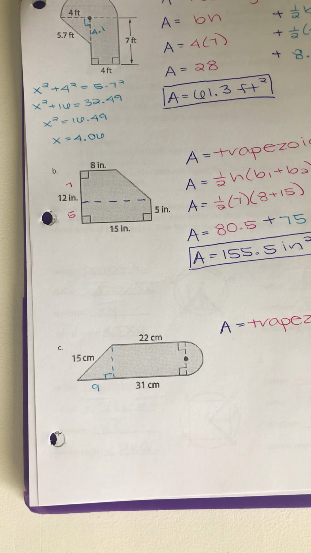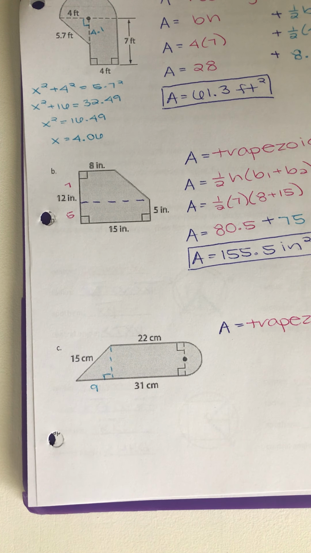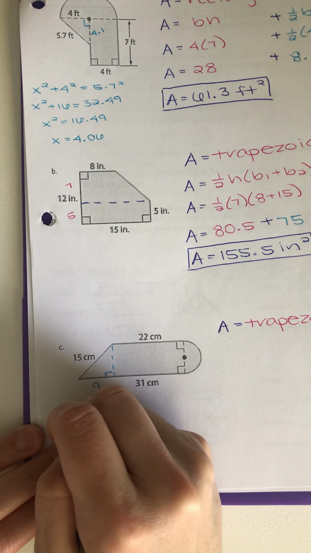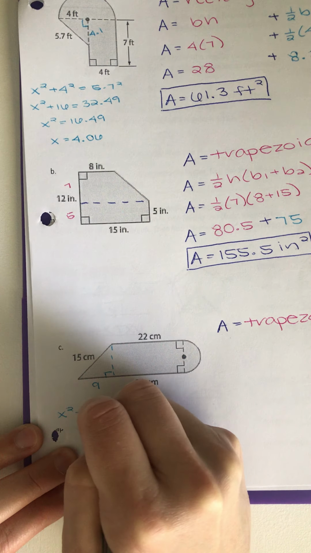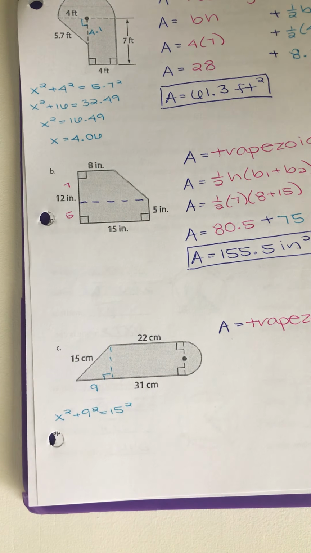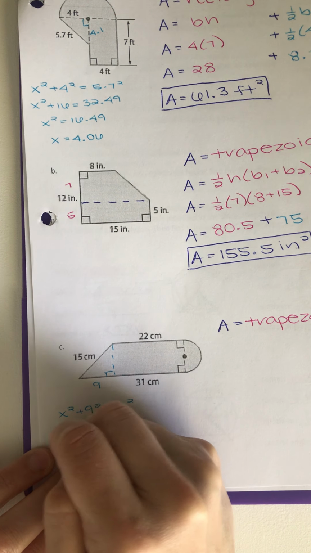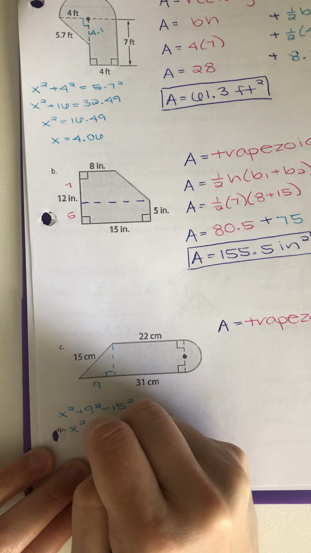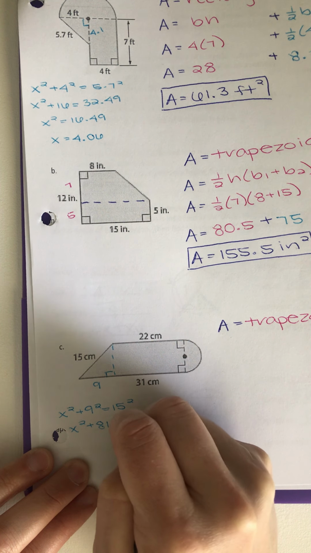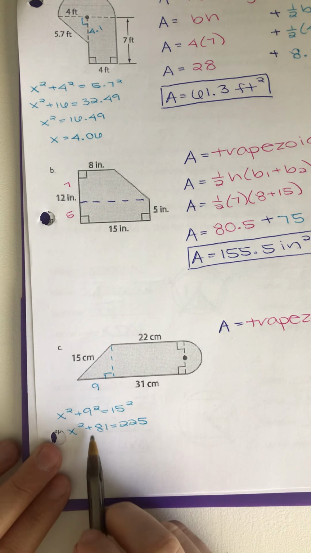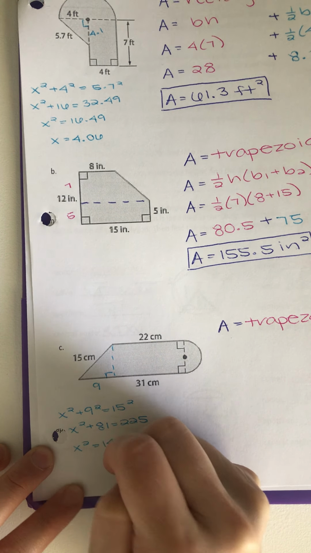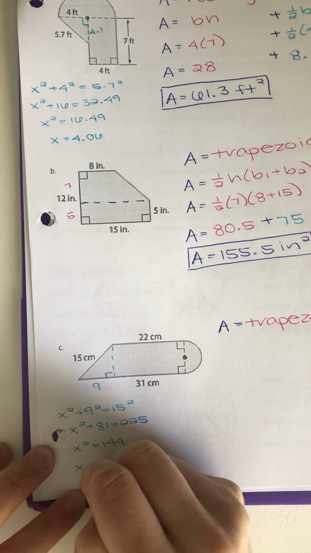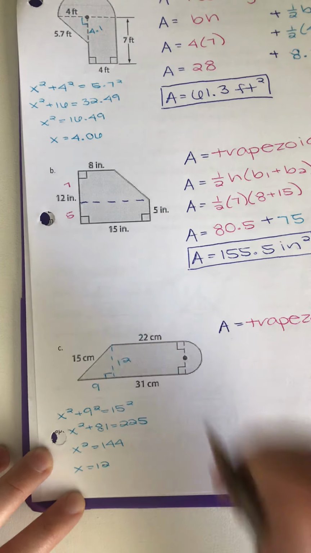So now to find the height of my trapezoid, and really the radius of my semicircle, I'm going to have to do the Pythagorean theorem. So I'm going to have x squared plus 9 squared equals 15 squared. X squared plus 81 equals 225. When I subtract 81, I get 144. The square root of that is going to be 12. So my height here is going to be 12.